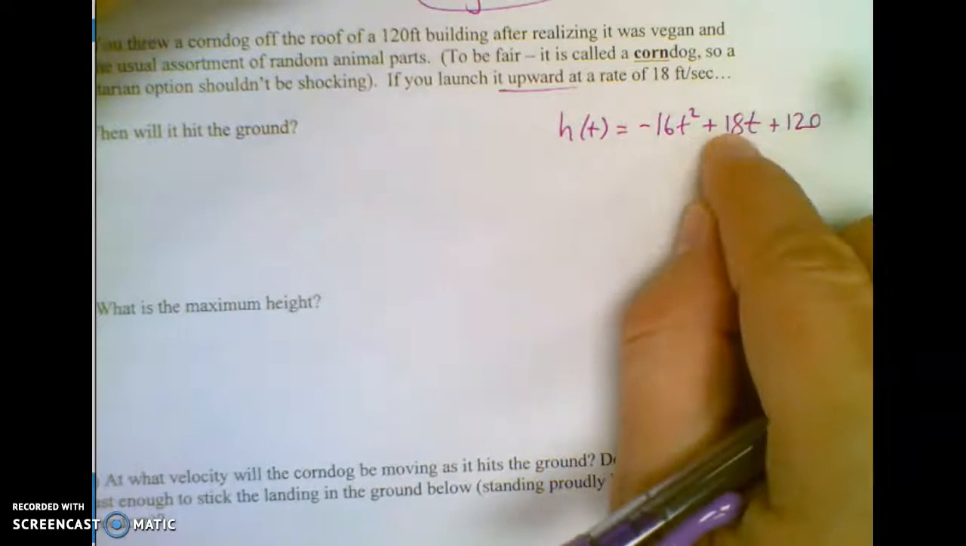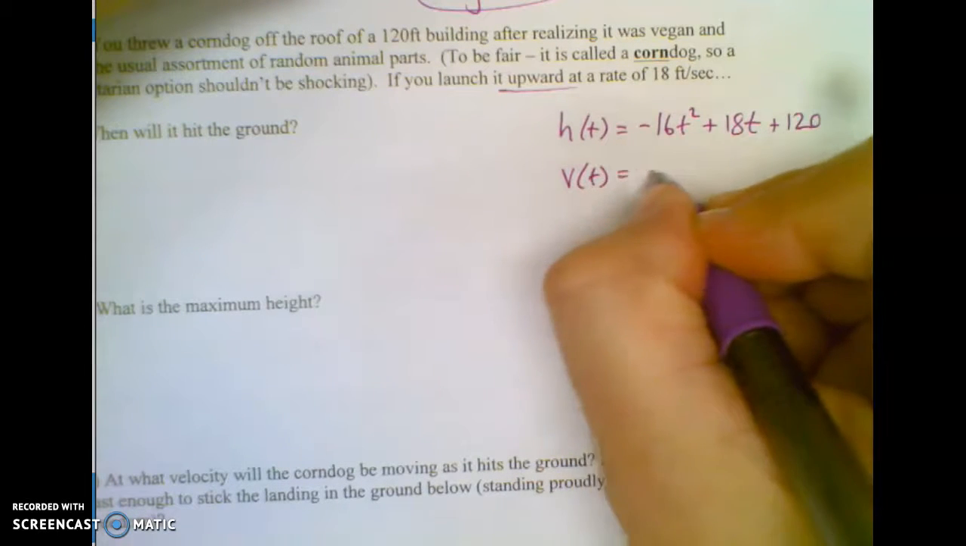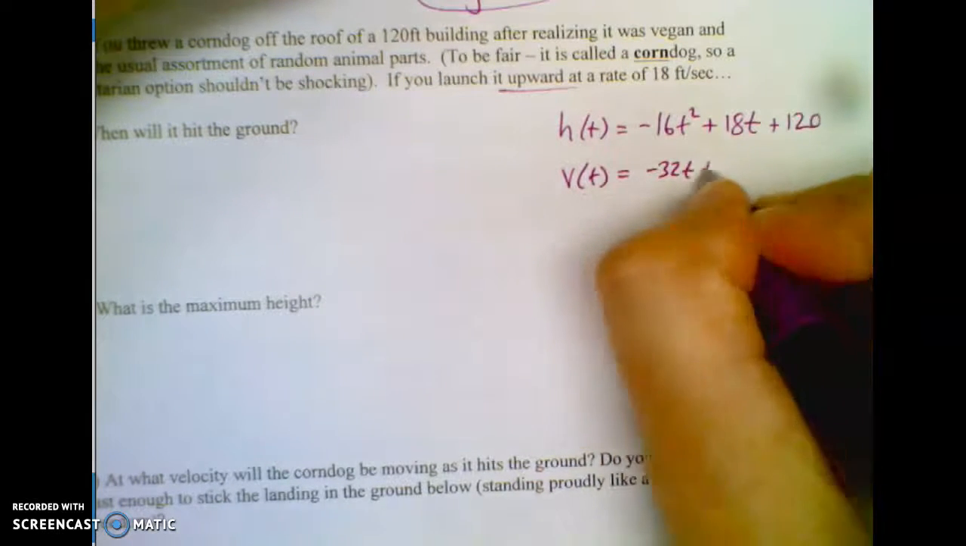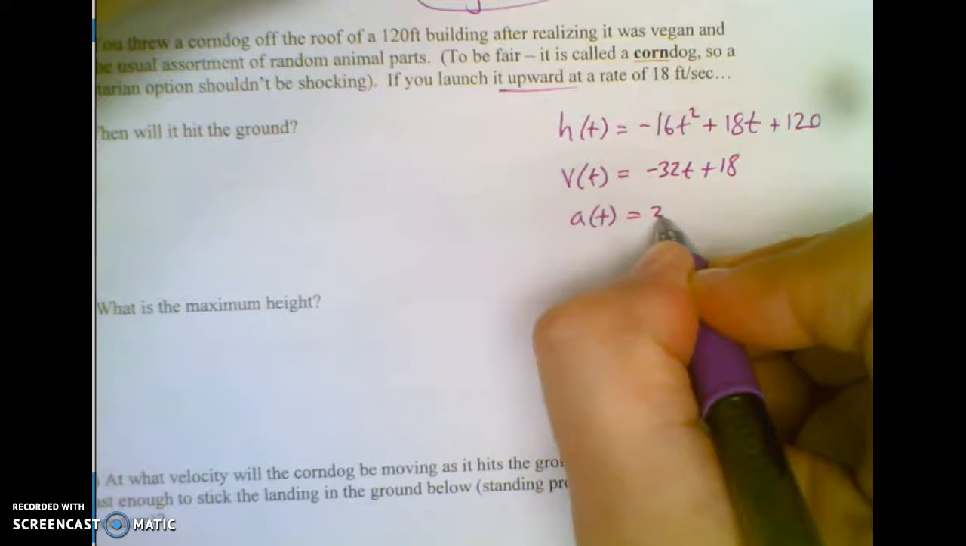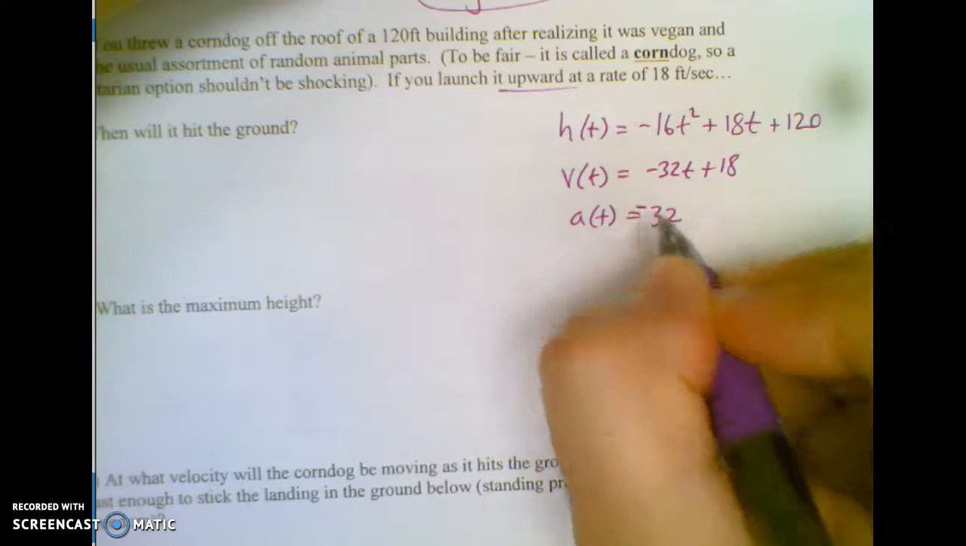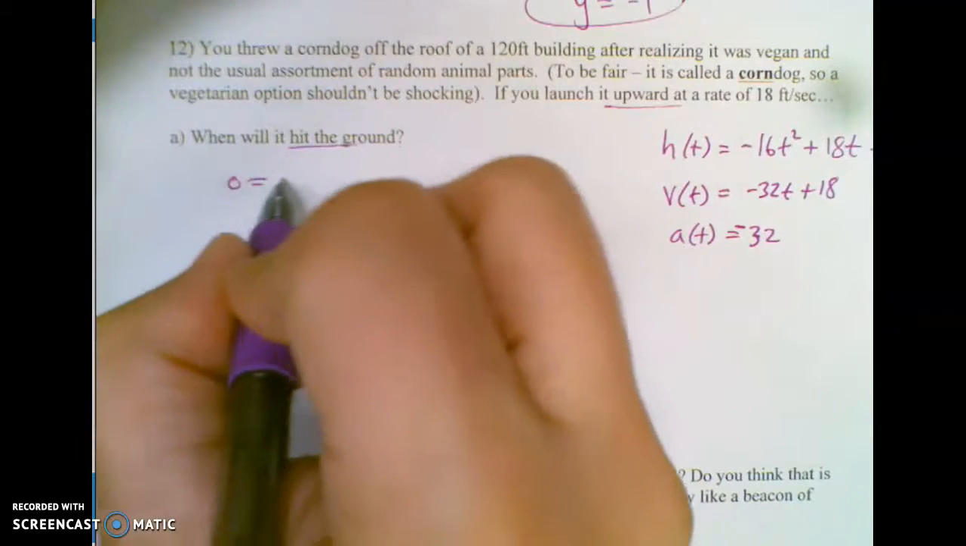So you got your initial velocity here, your initial height here, and then I go ahead and take the derivative and go ahead and take the derivative of that. Not that we usually use this, but it's the pull of gravity in feet per second squared. When will it hit ground? Classic question. You set the height equal to 0.